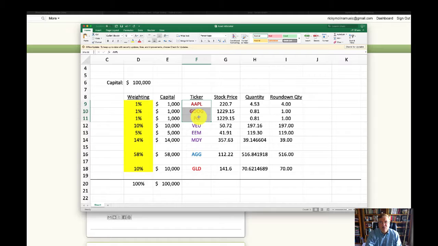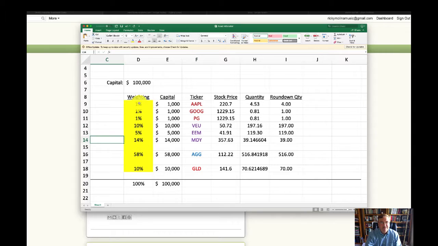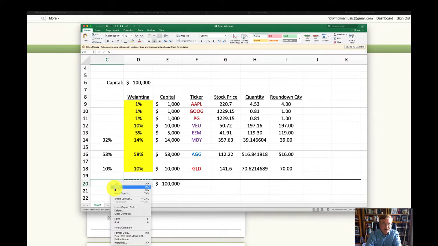Once you've decided on which companies or funds you want to invest in, this is the most important question to ask. As you can see, I've decided to allocate, this is all the stock portion here, individual stocks and stock index funds. The summation of this is 32%. So I've got 32% allocation to stocks, 58% allocation to a bond index fund, and a 10% allocation to gold. And the summation of that should all equal to what?